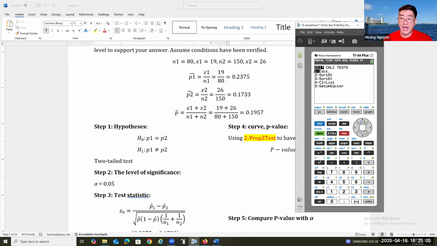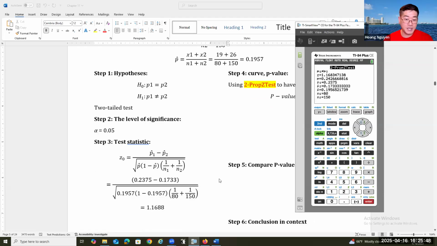So we're going to go to stat and then test, and then we're going to go down to option number 6, right? So 2 proportion z-test. Now x1 is equal to 19. Enter. N1 is equal to 80. Enter. Now x2 is equal to 26. Enter. And then n2 is equal to 150. Enter. Now the alternative hypothesis is not equal. So make sure that you highlight the not equal and hit the enter key to make your selection, right? So there's going to be a 2 tail test. And then we're going to go down to calculate.